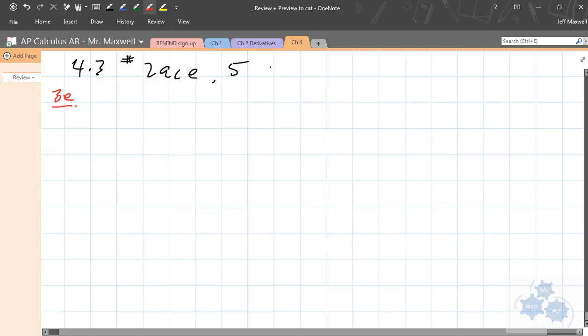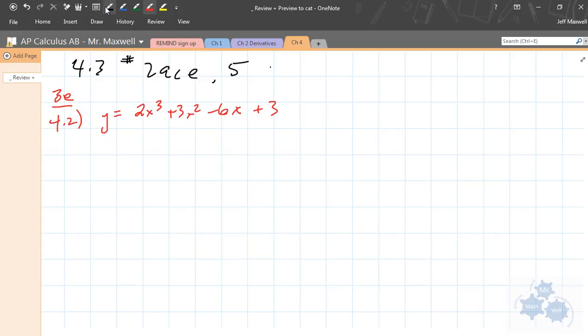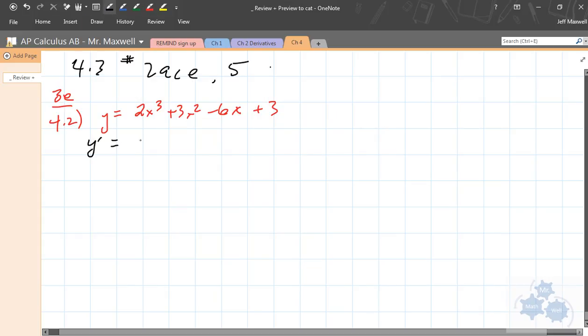Okay, so 3e on 4.2 was asked about, so I'm just going to do that question here. 3e looks like this: y equals 2x cubed plus 3x squared minus 6x plus 3. And we're asked to find the critical numbers. So let's find the derivative. y prime is 6x squared plus 6x minus 6. Take out a 6, and we've got x squared plus x minus 1.